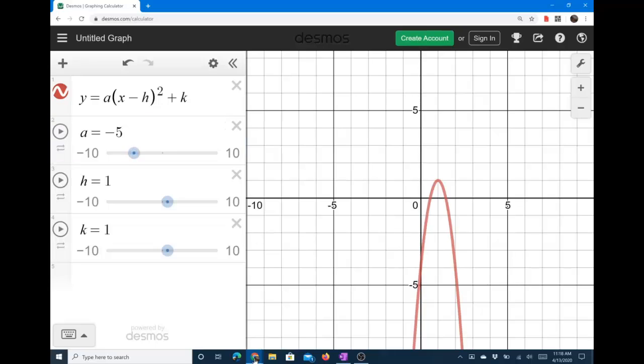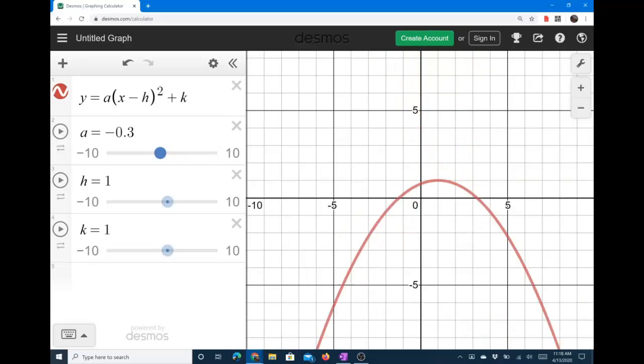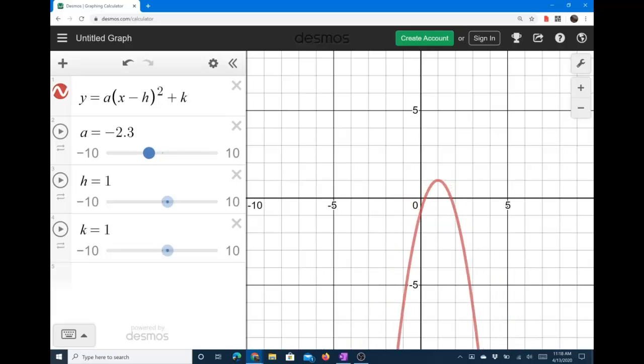Another thing we notice is that as A gets farther and farther away from 0, the graph gets narrower. Here we are very close to 0, it's wide. We go farther from 0, it gets narrower. On the other side, even though it's facing down, we're close to 0, we're wide. We're far from 0, we're narrow. If we were actually on 0, it ceases to be a parabola anymore, it becomes a straight line. So that's what A does.